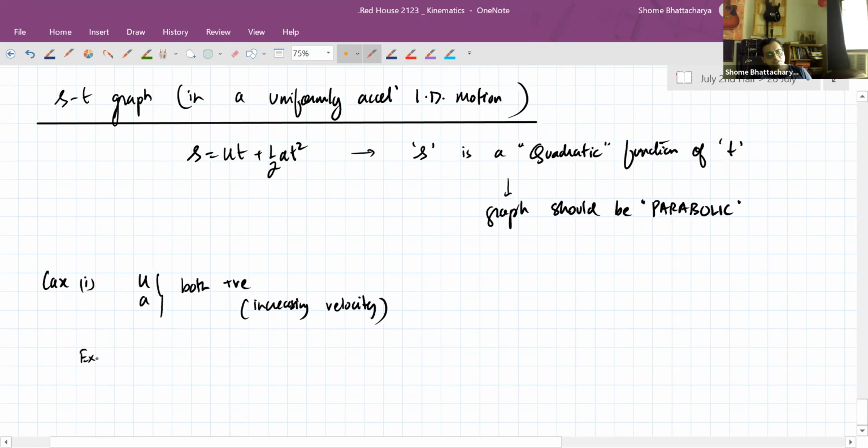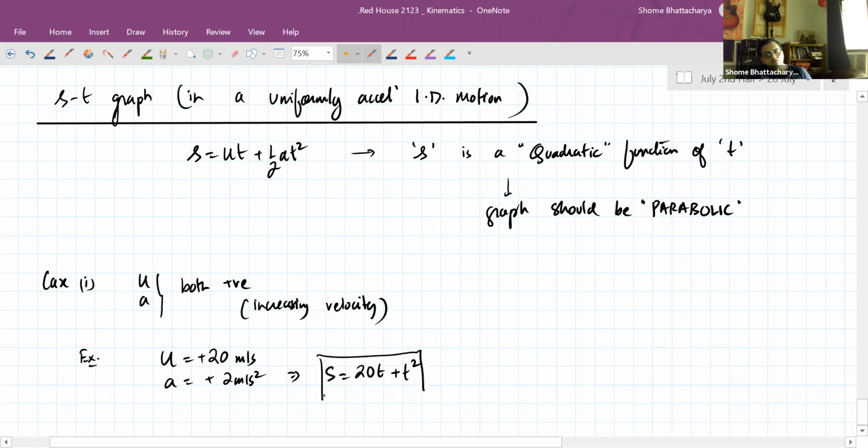So let's take an example of, let's say, U is equal to 20 meters per second, but A is equal to plus 2 meters per second square. So our displacement as a function of time will become 20t plus t square.